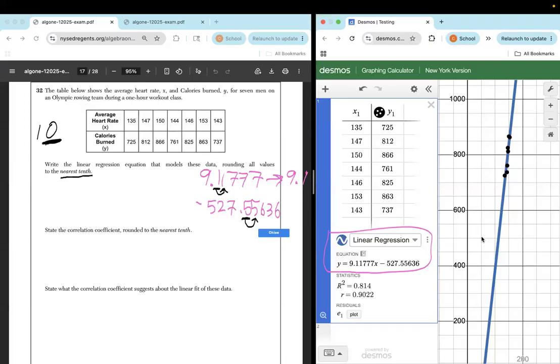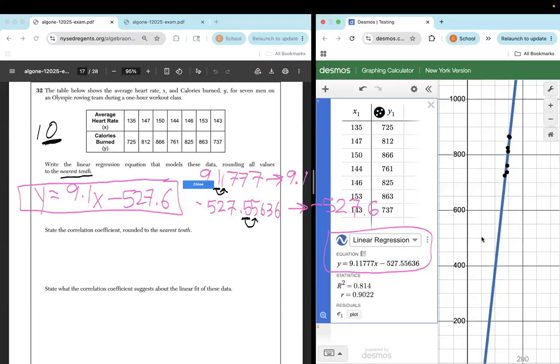5 or more, so I round up. So this number will become negative 527.6. Those are my rounded values. So now I will have to use those values in the equation. Y equals 9.1x minus 527.6. That's my linear regression equation with the appropriately rounded values.